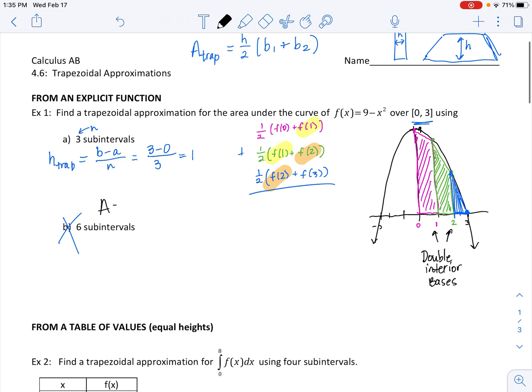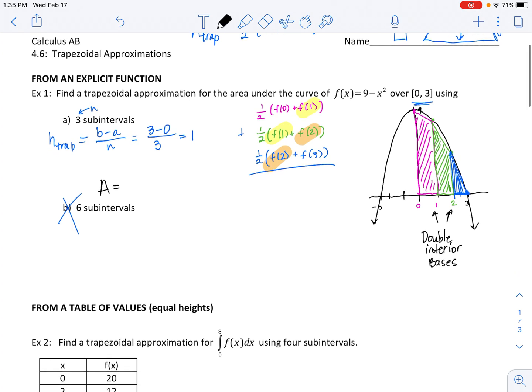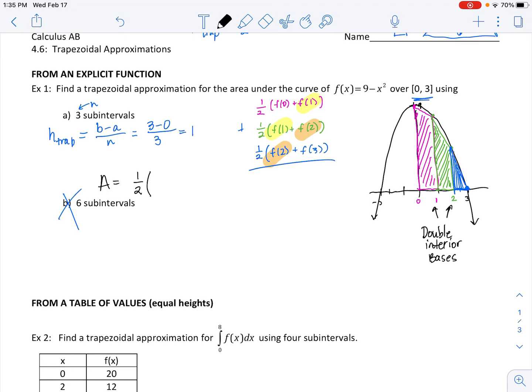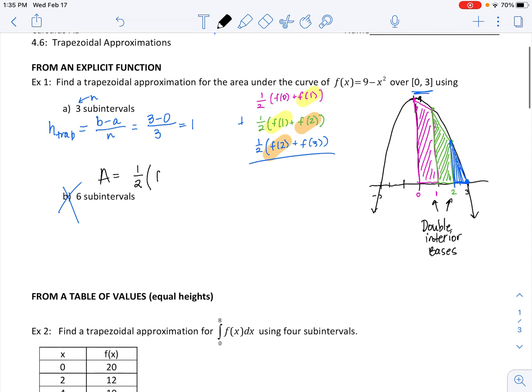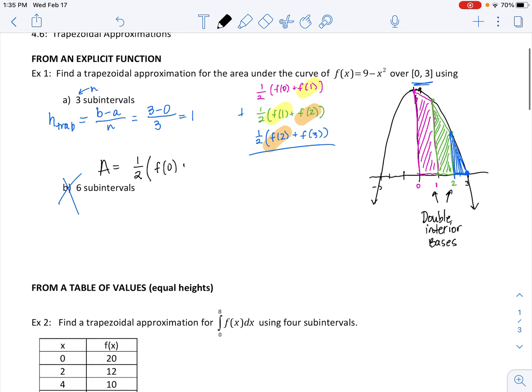I'll show you how that looks. I'm going to rewrite the area differently. I'm going to put the 1/2, the height, out front one time because they're all equal heights. Then I put f of 0 one time, double the f of 1 that's highlighted, double the f of 2 that's highlighted, and then put f of 3 in one time. So when I write this horizontally, you can see I'm doubling those bases that get used twice.